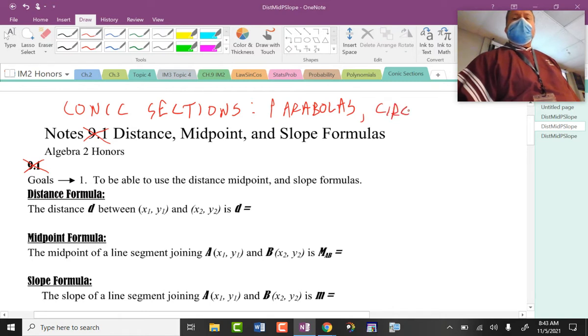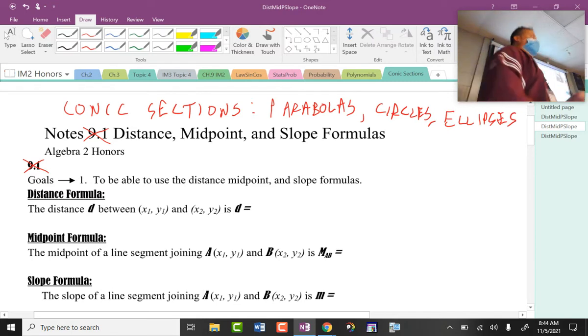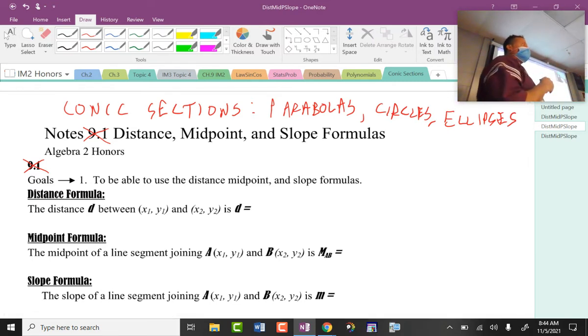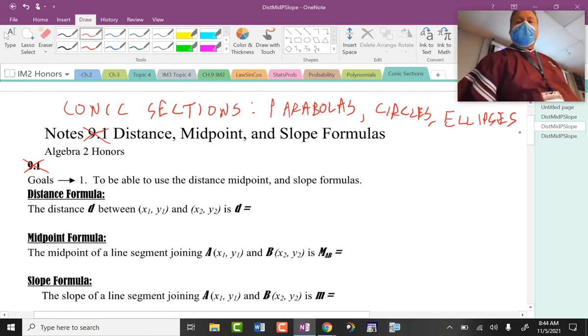Circles, and this is in no necessarily order of how we're going to cover them. Ellipses. Now, speaking of space, our orbit around the sun is elliptical. It's not circular. It's almost circular. It'd be really hard to see the difference, but it is actually elliptical, which is an oval. Then the last thing is hyperbola.